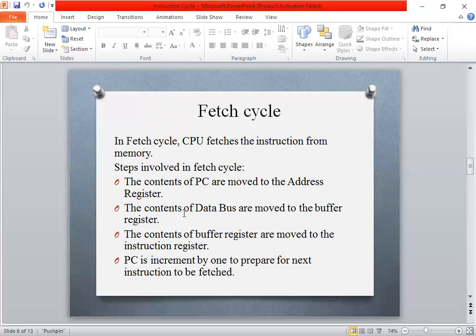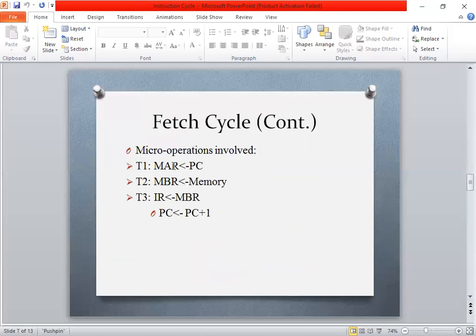These are the steps involved that I have explained. These are the micro operations involved in the fetch cycle. In the first micro operation, the content of the program counter is transferred to the memory address register. From memory, that value is transferred to the buffer register. The contents of the memory buffer register are transferred to the instruction register. Then PC is incremented by 1 to prepare for the next fetch.